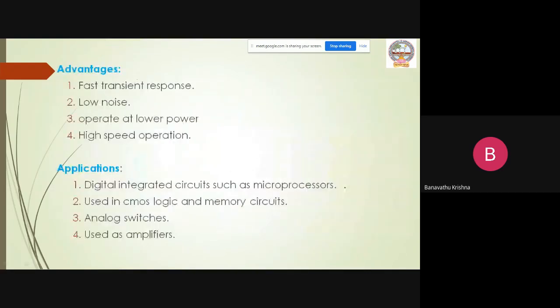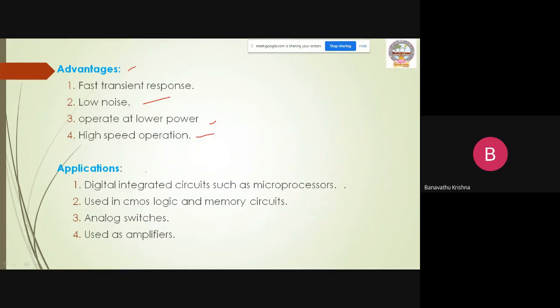Advantages here: it has a fast transient response, it has low noise, and it operates at low power consumption, meaning it consumes very low power to operate. It is also having high speed operation.